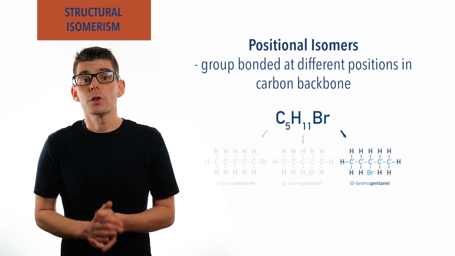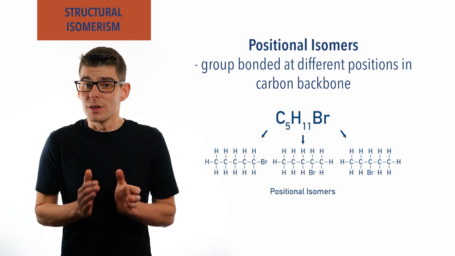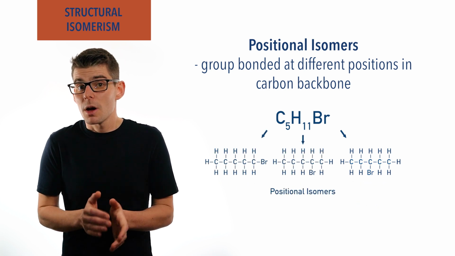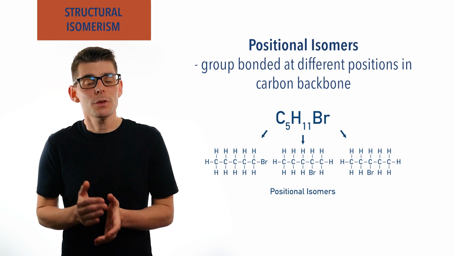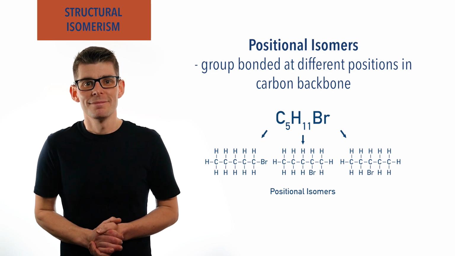These would be examples of positional isomers, the same type of molecule, the same carbon backbone and functional group, but with the group attached at different positions along the chain.